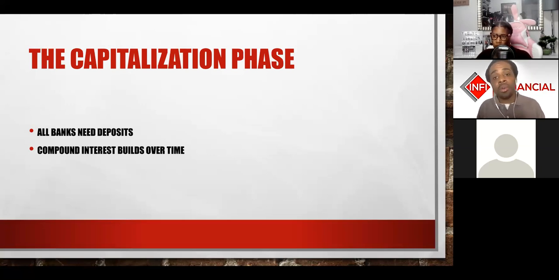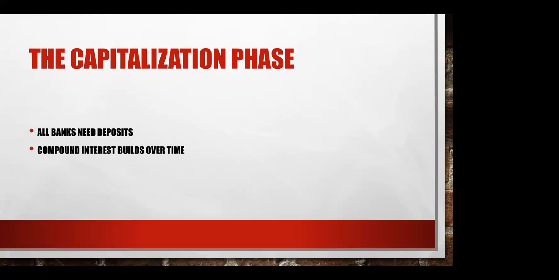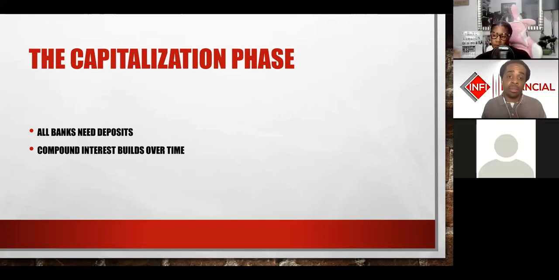So if you're starting your own bank, what do you think they're going to need? Deposits. Your bank is going to need deposits, just like that corporate bank needs deposits. And also, compound interest builds over time. Now, the way we set up policy is that you're going to see a cash value year one, but it's not going to be as high as the cash value you see year 10 or 20 or 15, because it takes that momentum.